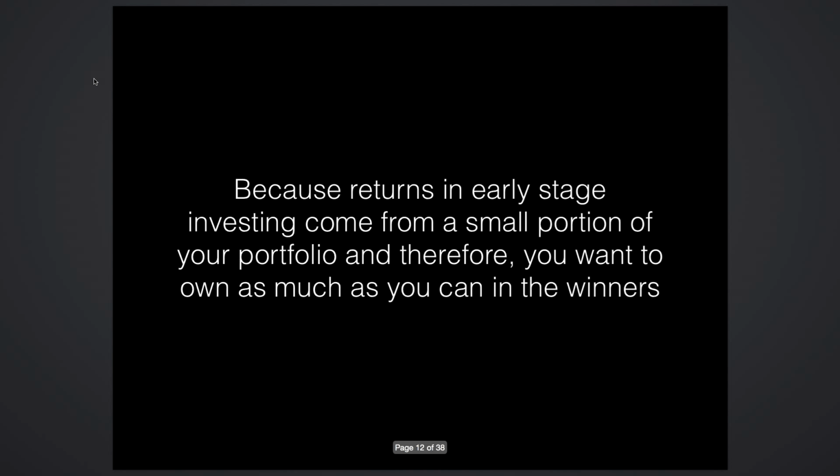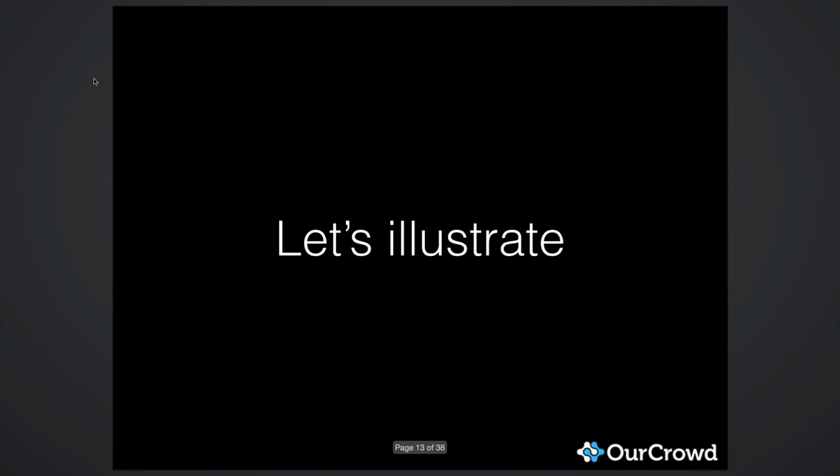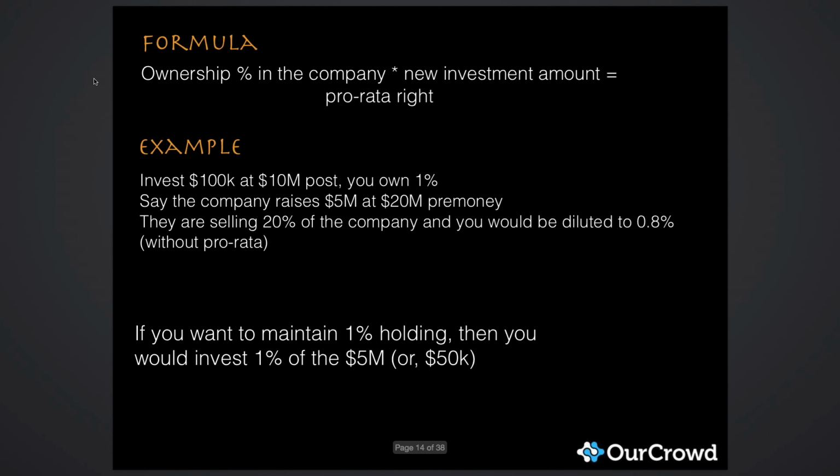Because returns in early stage investing really are driven by a small percentage of your portfolio. As we all know, early stage investing is a high risk asset class, and the concept is that a certain percentage of your investments will go to zero, but the ones that succeed are going to be really big winners that are able to generate all of the returns, so that in the aggregate, you actually make a good return on your money. So because it happens so that a small percentage of the investments are what drive the returns, you really want to own as much as possible in those outlier companies. So let's illustrate with an example.